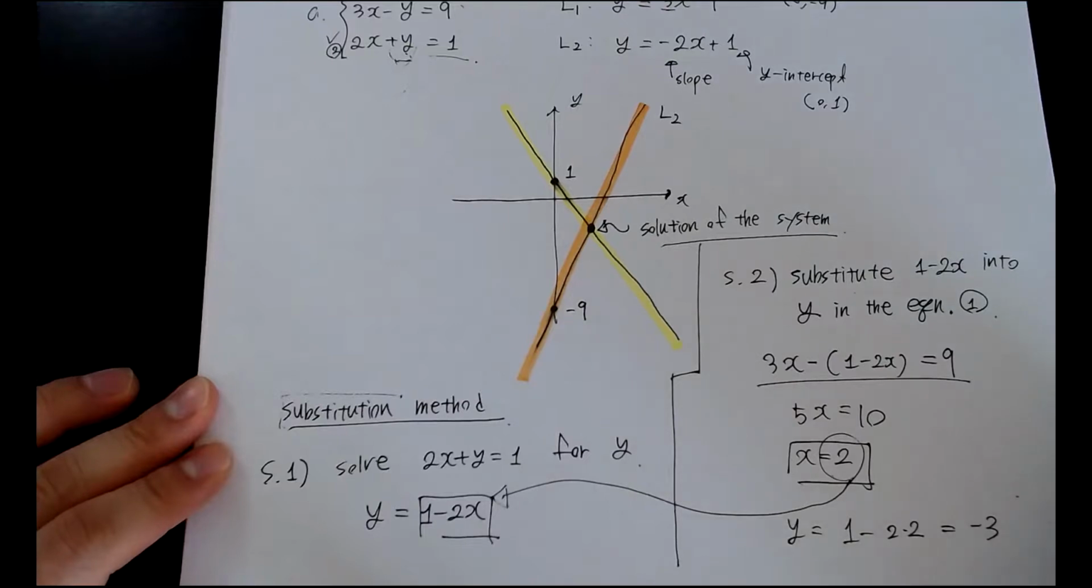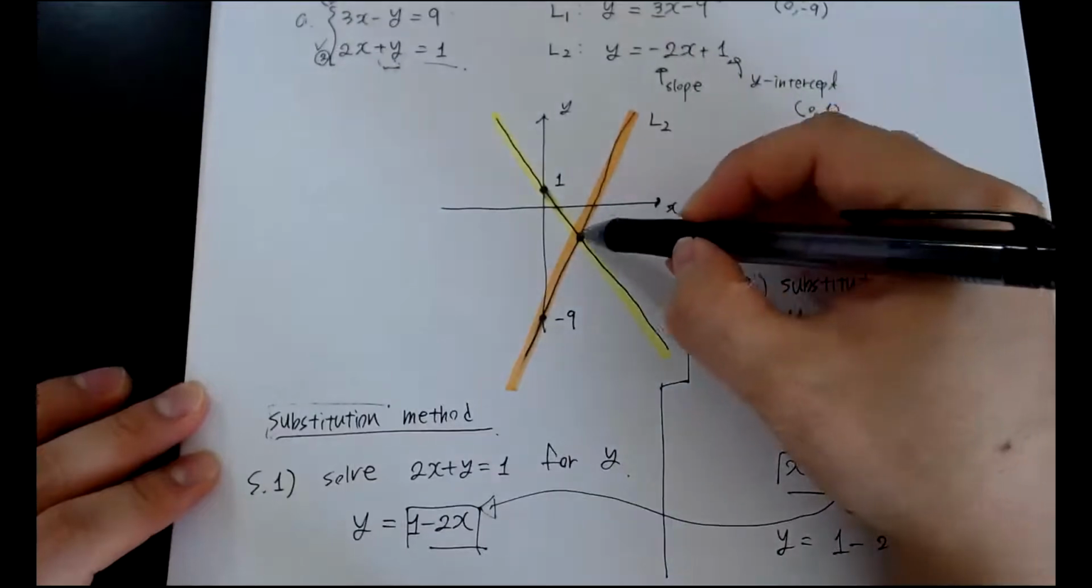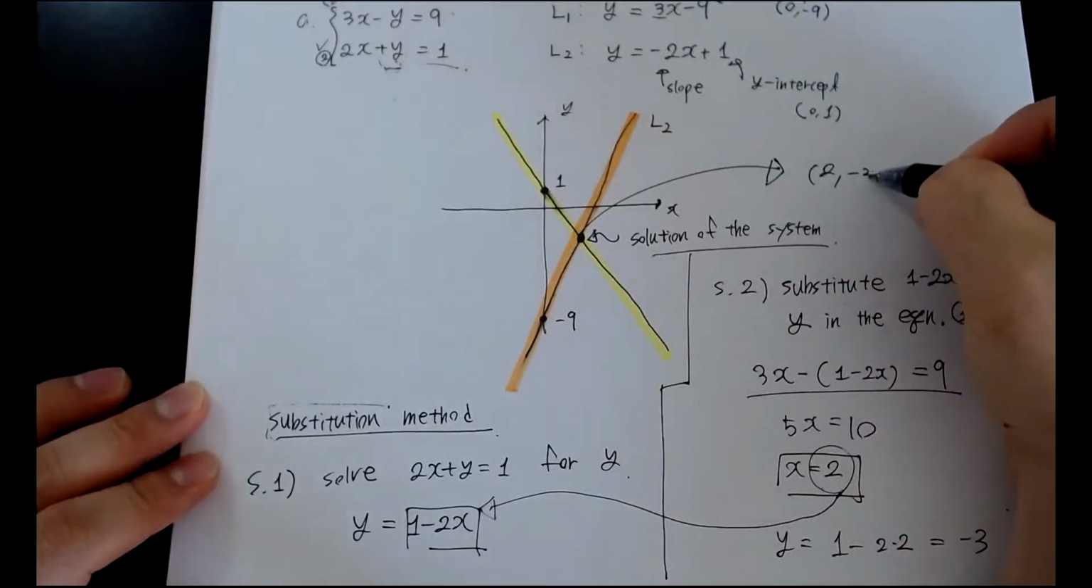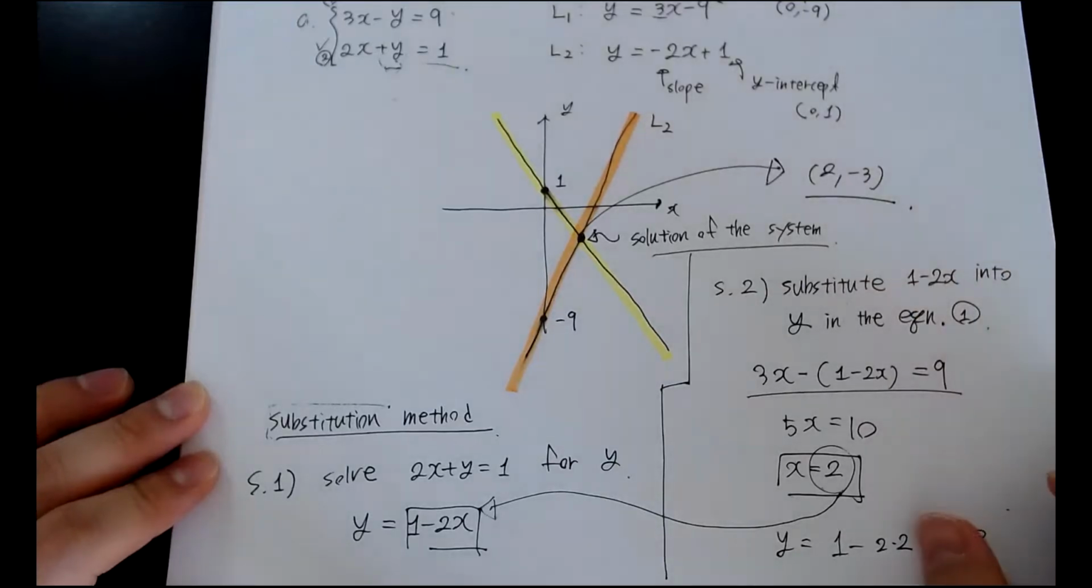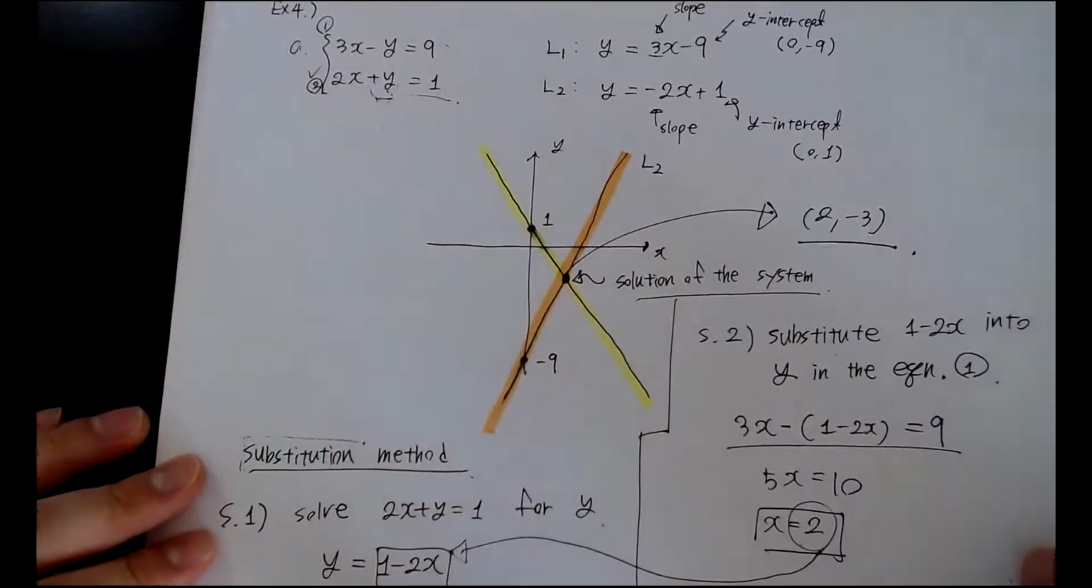So you can see the coordinate at this point is 2 comma negative 3. So the system has one solution, and so the system must be what? Consistent and independent. Okay, let's keep this in mind.